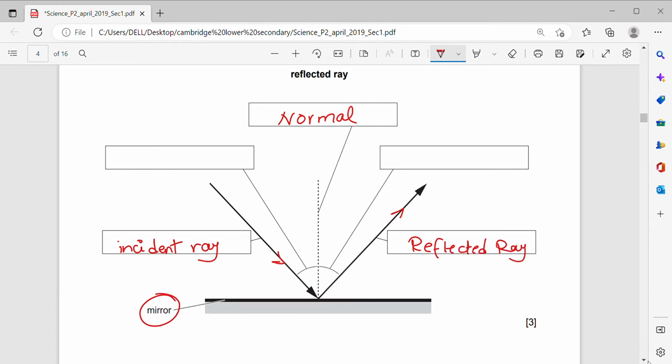طيب فين بقى angle of incidence؟ بديهي هنا incident ray يبقى هو ده angle of incidence والتاني angle of reflection. يبقى هنا angle of incidence وهنا angle of reflection.